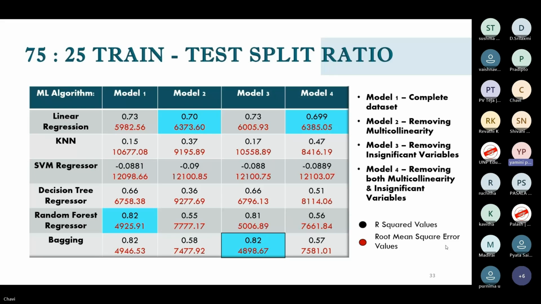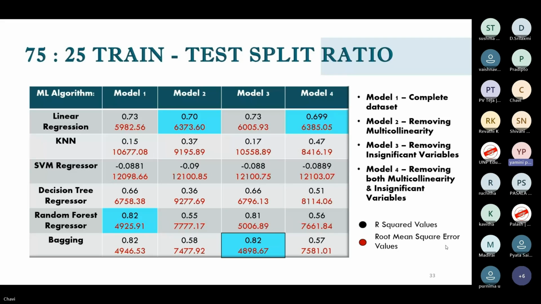Next, 75 to 25 train test split ratio. In that, model 1, random forest regressor is giving the highest R-square value, that is 0.82, and the lowest root mean square error value, that is 4925.91. And in model 2, linear regression is giving the highest R-square value, that is 0.70, and the lowest root mean square error value, that is 6373.60.